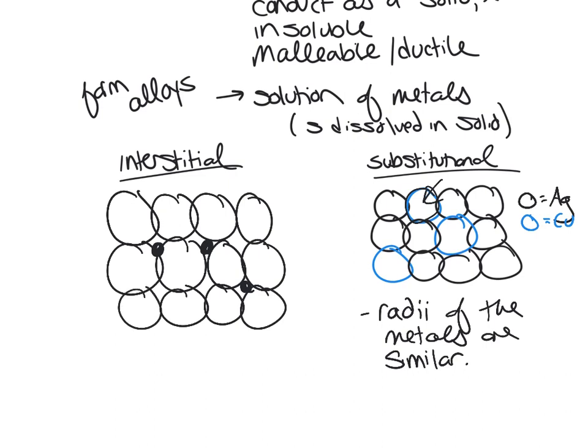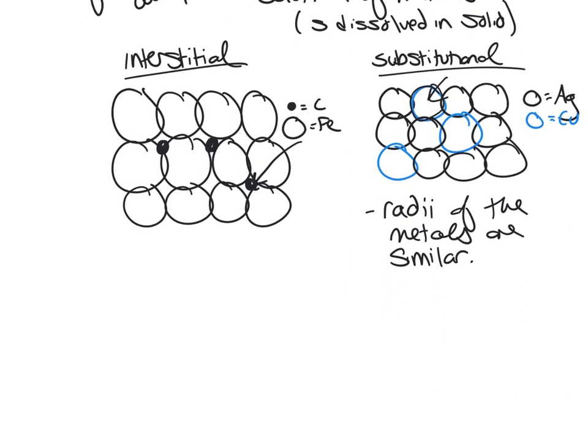You can see that interstitial, you've got maybe little guys like this, let's say they're carbon, and then you've got the big ones like this, let's say they're iron. That's like stainless steel, or steel even. There's a bigger difference in radii.